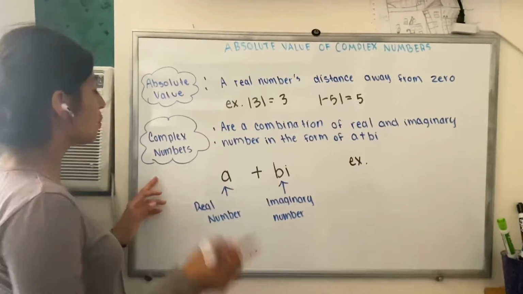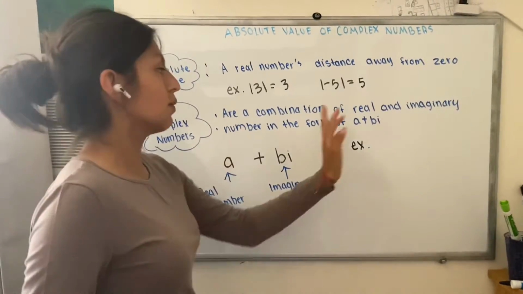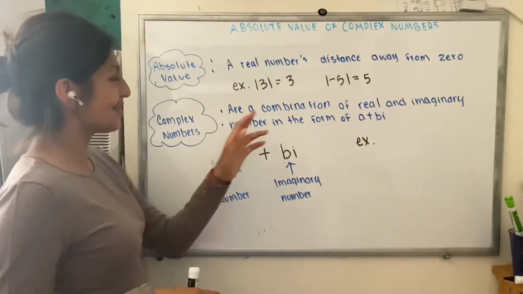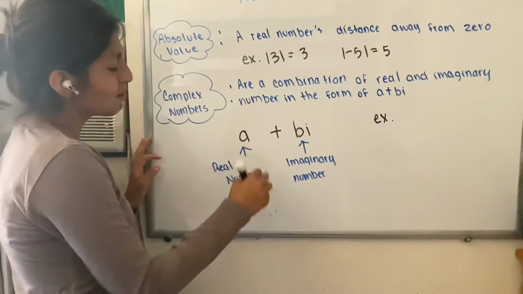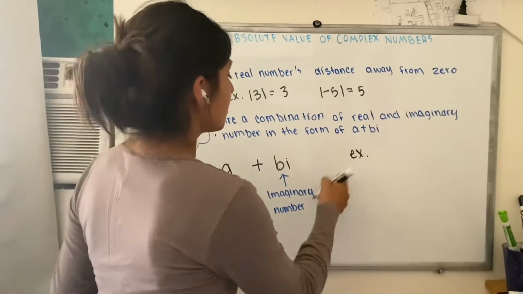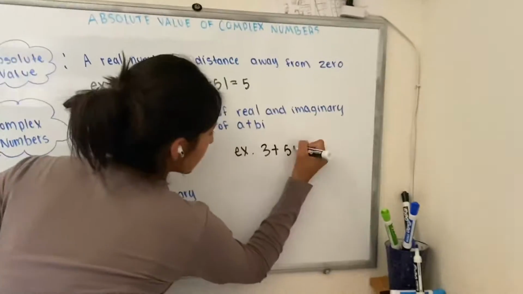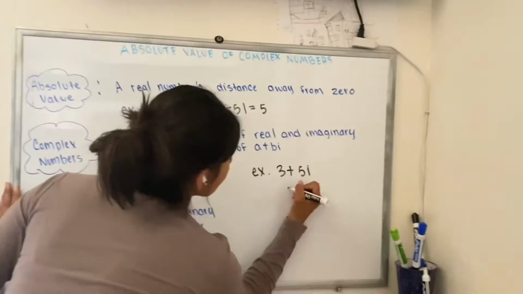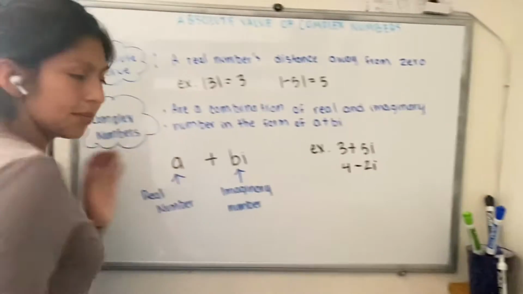Okay, next I will move on to complex numbers. So complex numbers are a combination of real and imaginary numbers in the form of a plus bi. Okay, so a would be the real number and bi would be the imaginary number. Some examples would be like 3 plus 5i, or 4 minus 2i. Okay, those are some examples.